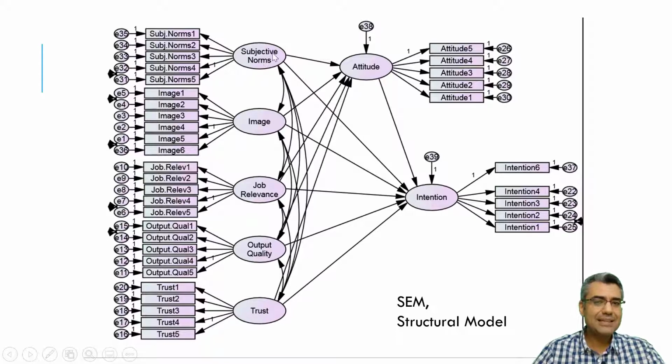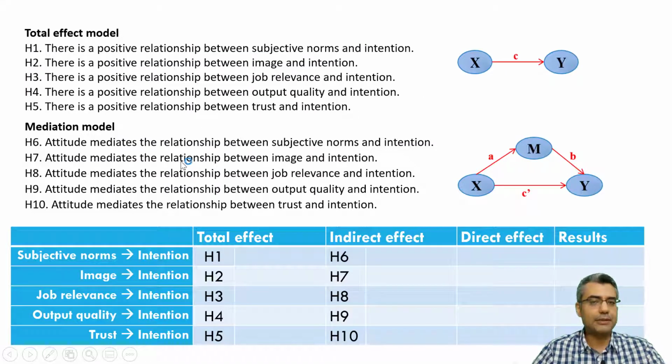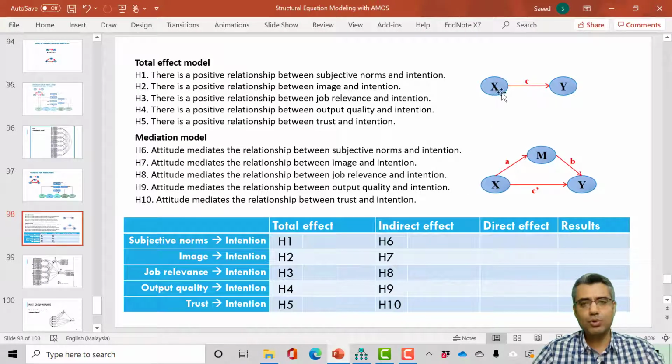Now I test the indirect effect of subjective norms to intention through attitude. Then image to intention through attitude. Then job relevance to intention through attitude. So the first 5 hypotheses are the total effects.